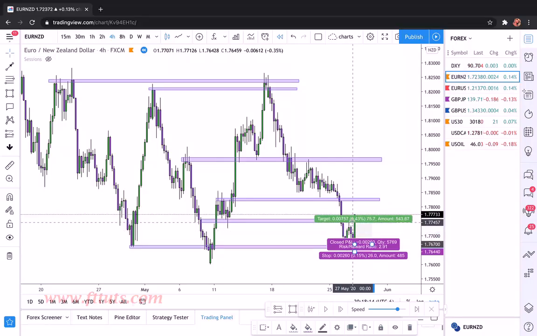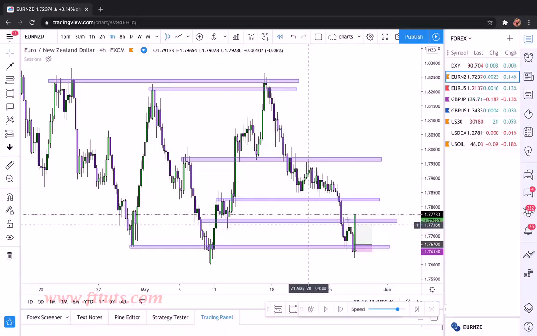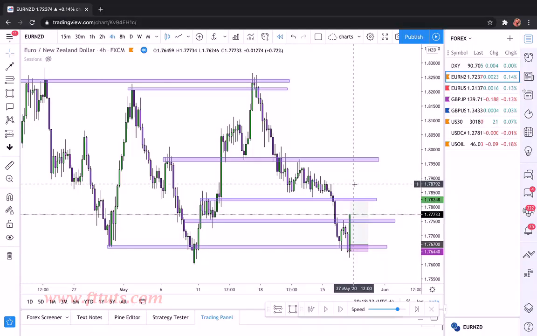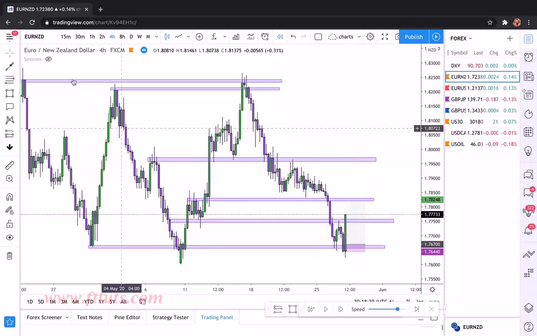So our first TP is here. But again, minor structure, it's more than likely going to hit this high. The reason why is because this never retested. So it broke through structure, no retest. So more than likely it's going to come up and retest. Let's just see.